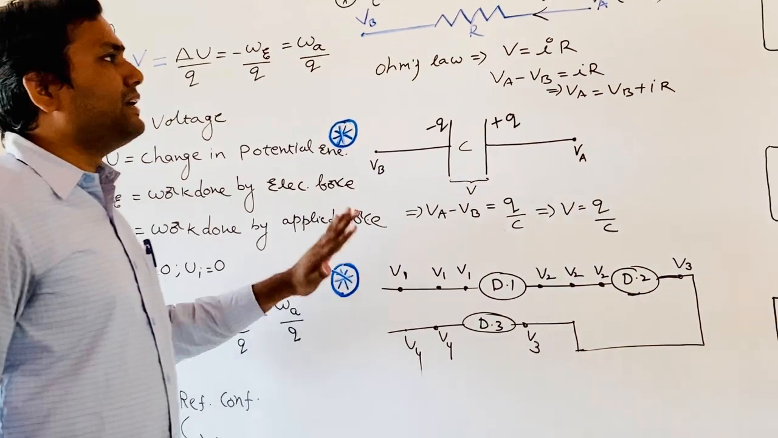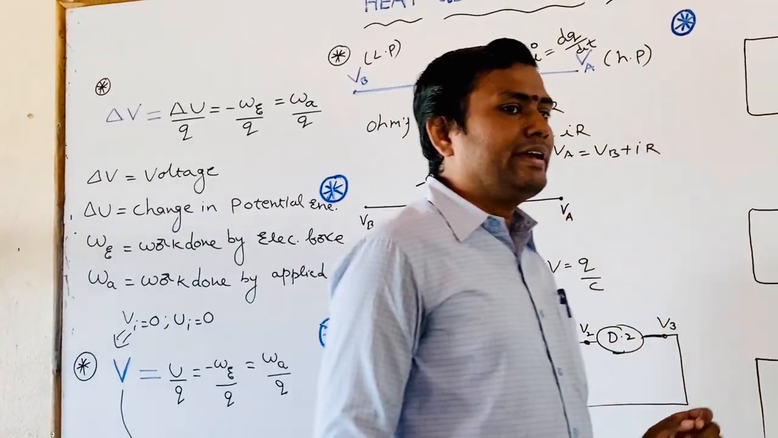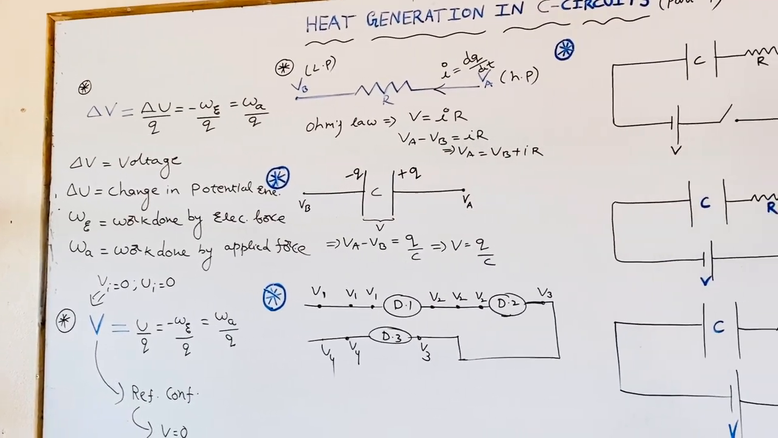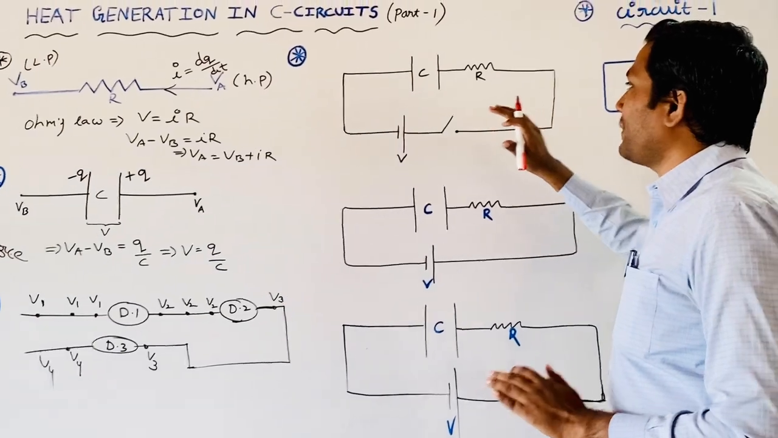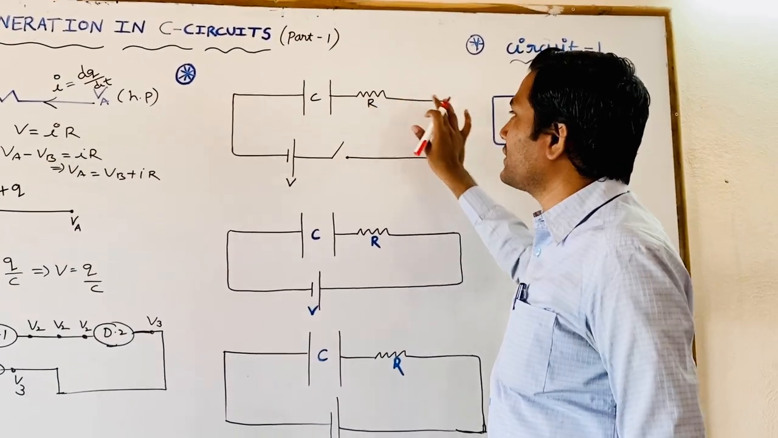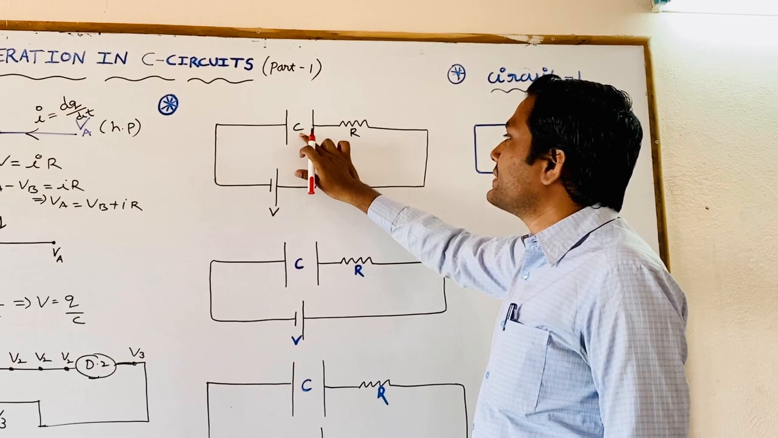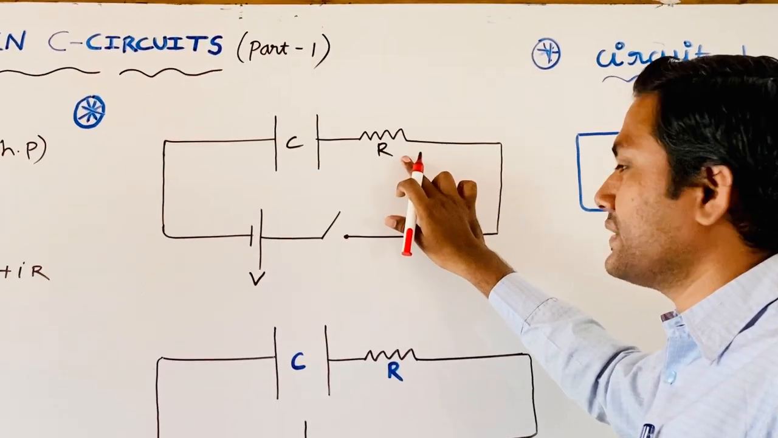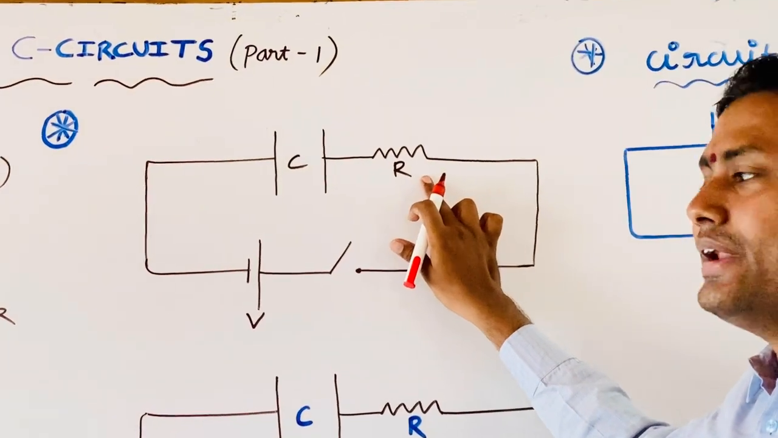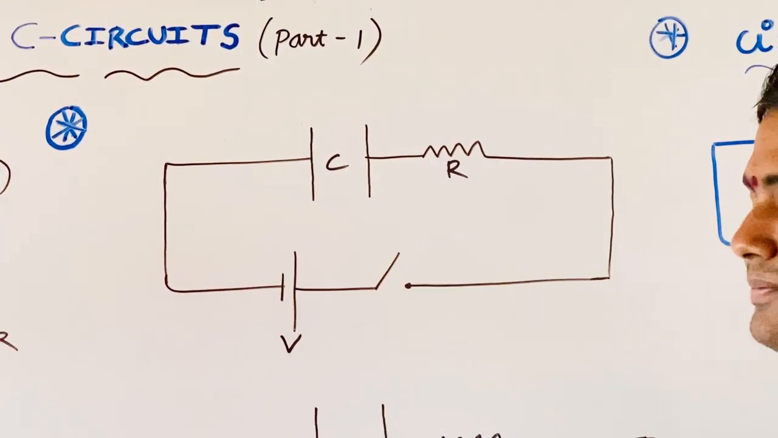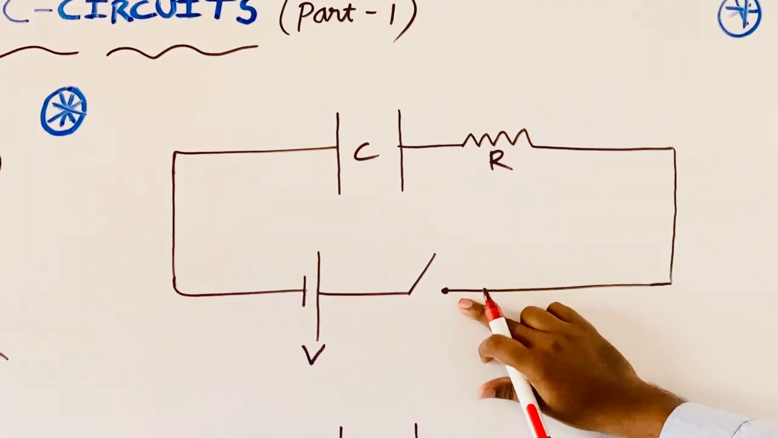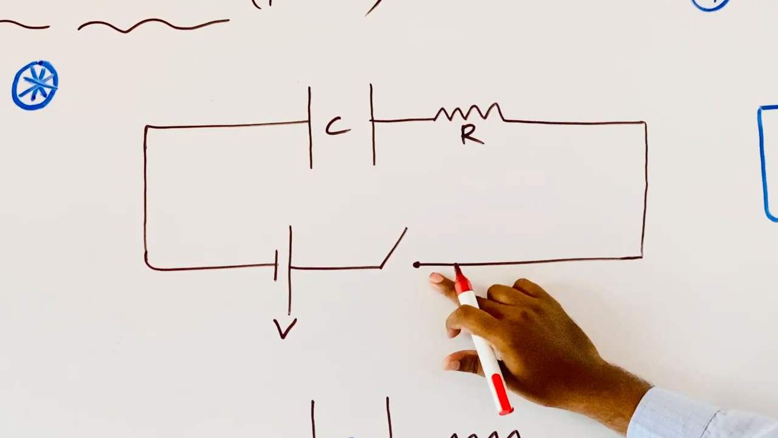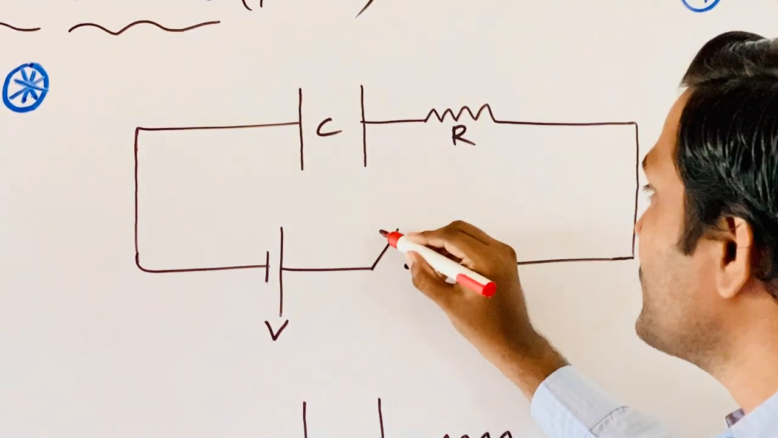With the help of these key ideas, now we can try to understand heat generation in capacitor circuits. First of all, before going to discuss this part, as you know, here we are seeing one circuit where a capacitor with capacitance C and a resistor with resistance R are connected in series to the battery. Initially, the switch is open. Okay, at that time there is no current in the circuit. Suppose I am closing the switch here.